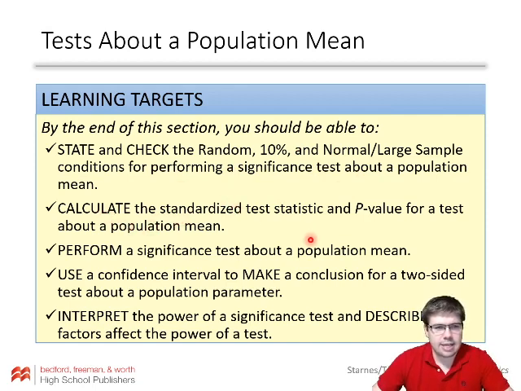Calculate the standardized test statistic and p-value for a test about a population mean. Perform a significance test about a population mean. Use a confidence interval to make a conclusion for a two-sided test about a population parameter, and interpret the power of a significance test and describe what factors affect the power of a test. So we'll get more into that.